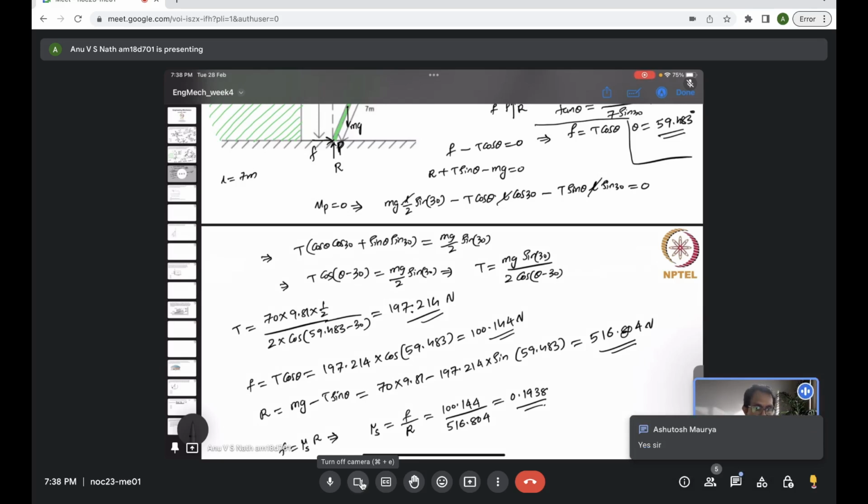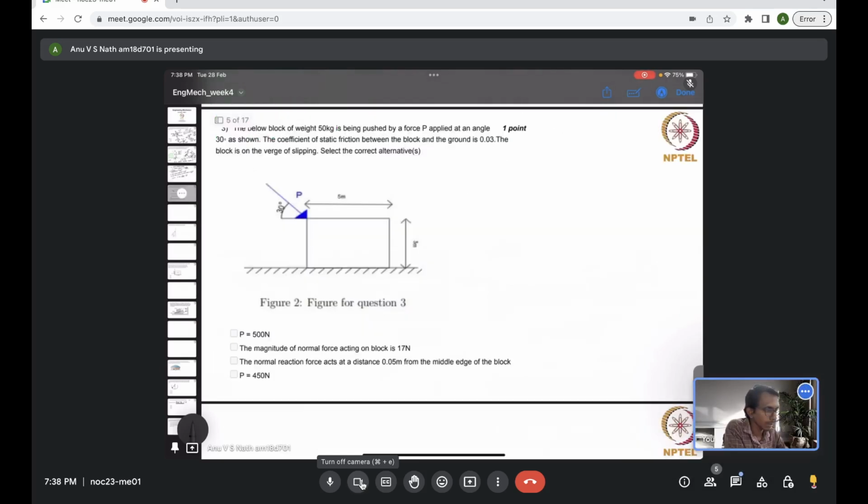So then we will move to the next problem. The below block of weight 50 kilogram is being pushed by a force P applied at an angle 30 degree as shown. The coefficient of static friction between the block and the ground is 0.03. The block is on the verge of slipping. Select the correct alternatives. So it's an MSQ, more than one option can be correct. So I have to check all the options and verify which ones are correct and which ones are not.